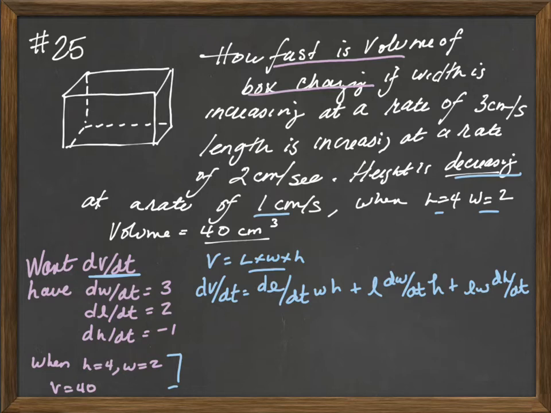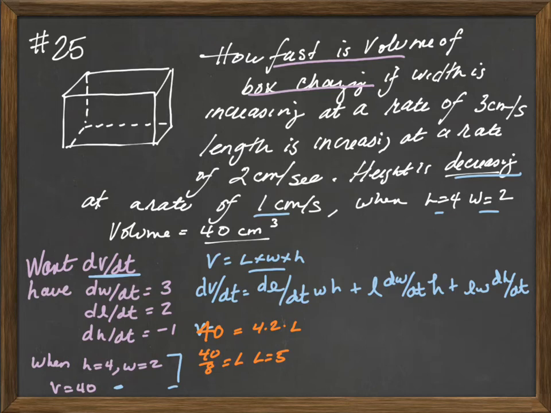So we have w and h, but we don't have l. But we've differentiated it, and we have the volume at that moment, so we can figure out what l is. Let me get a different color. So we'll say 40 equals 4 times 2 times length, so 40 over 8 equals the length, so the length equals 5. So now let's substitute back in.